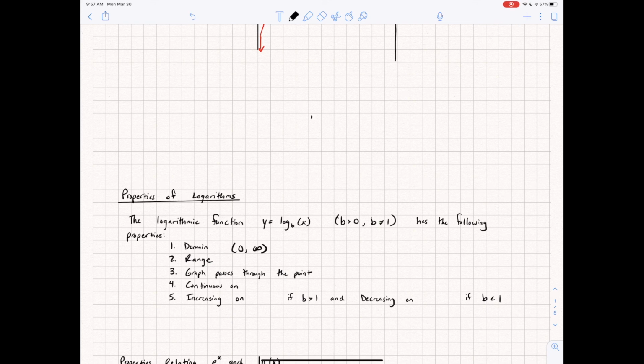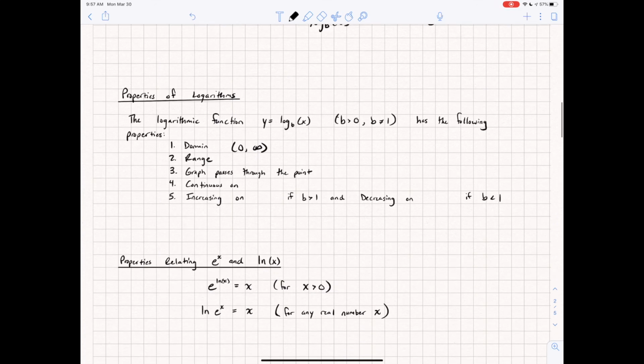The reason being is that if you have this scenario here, and I want to know what this is equal to, I am asking what power do I need to raise b by to get 0, and there's no way to do that, right? It's not possible. So I can't get a negative answer, I can't get 0, but I can get everything from that point on. And so thus my domain is 0 to infinity.